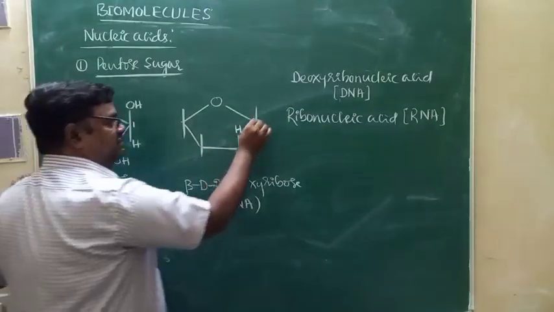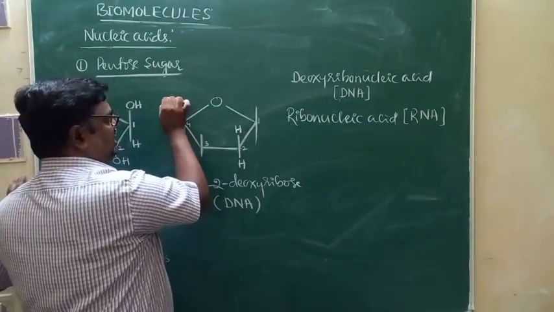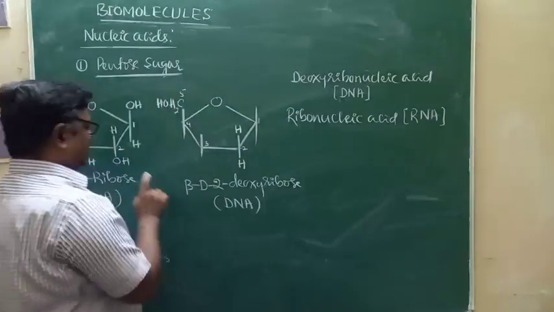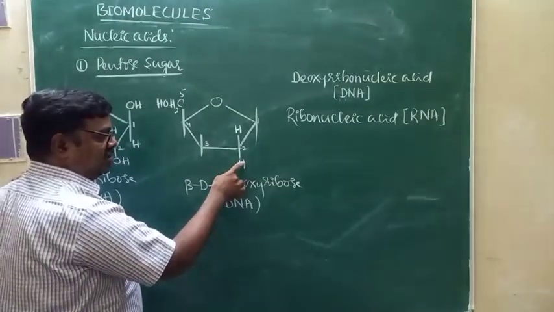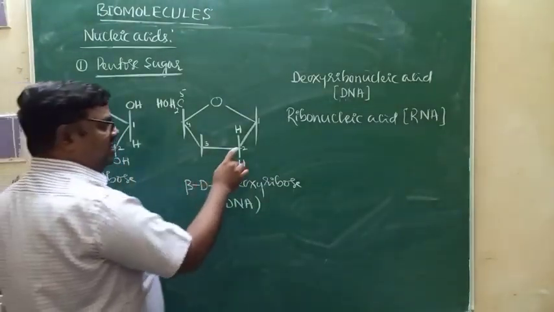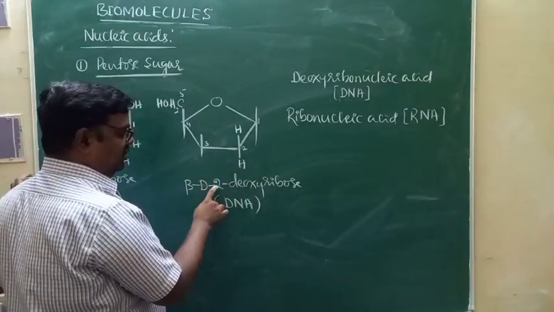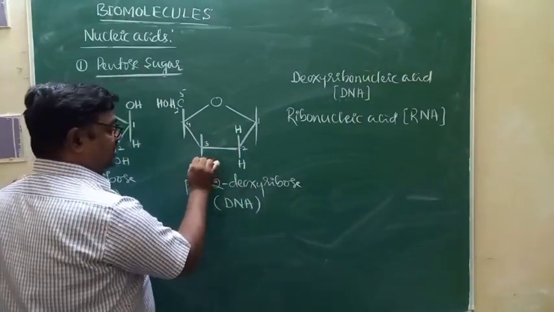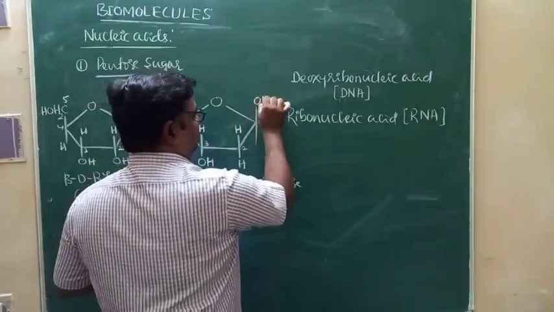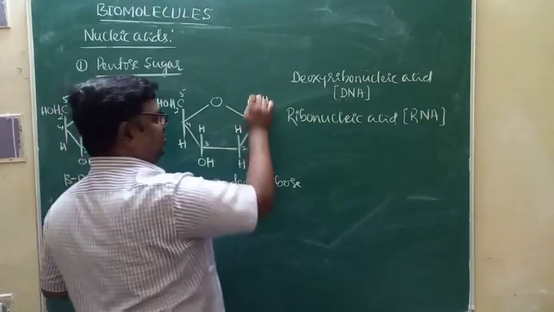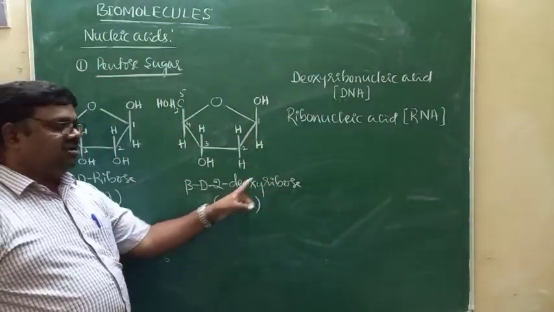Only the second position changes. The first position, second, third, fourth position, and of course this is CH2OH, the fifth position. Only in the second position, there will be only H instead of OH. That is deoxy. One oxygen is removed from this, then we get beta D2 deoxyribose. The remaining is the same. This is OH, this is H, H, and of course this is OH, because in beta the OH is above the plane. This is what we call beta D2 deoxyribose.